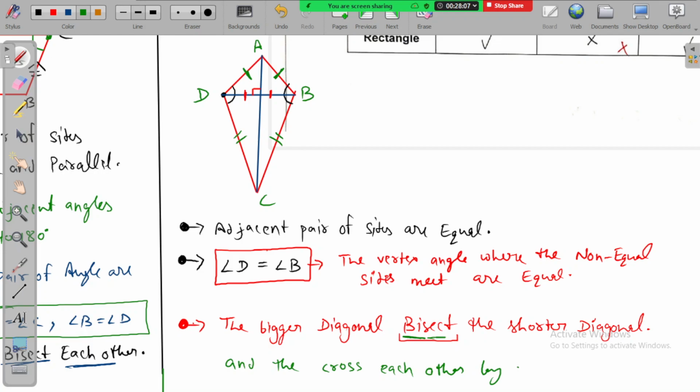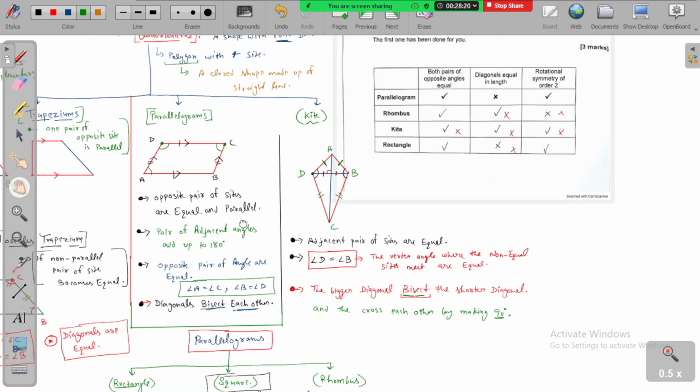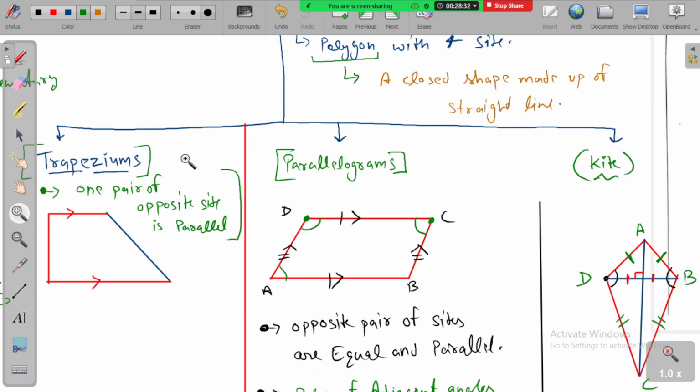Each other by making a 90-degree angle. Any confusion? No. So if we just recall whatever we have discussed, this is the whole thing we can say. The quadrilaterals, you can say a shape with four sides. Then you can say trapezium, parallelograms, and kite are the three categories in which we divided our quadrilaterals.